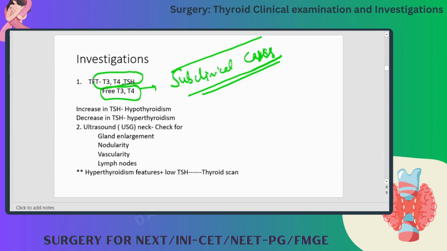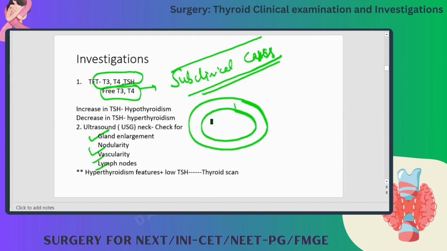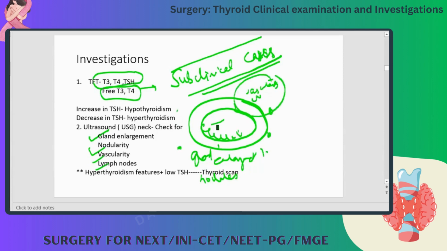Again, triple assessment, imaging, ultrasound. Ultrasound is done to look for gland enlargement, size of the gland increased or not, nodularity, vascularity, and lymph nodes. See, this is the gland. One, whether the gland is enlarged or not. Two, any nodules are there or not. Three, vascularity, how is the blood supply. Four, any adjacent lymph nodes. These 4 points you have to know. Ultrasound is done to identify these 4 points.